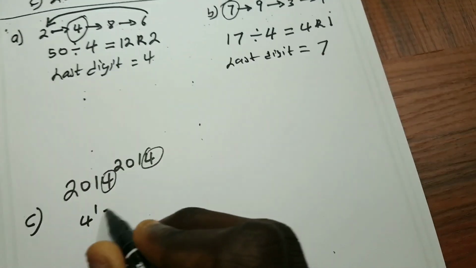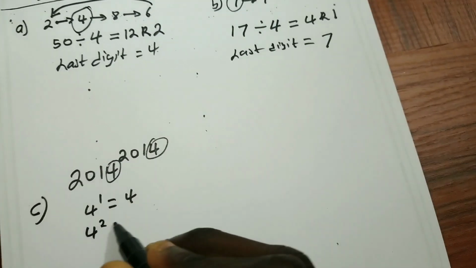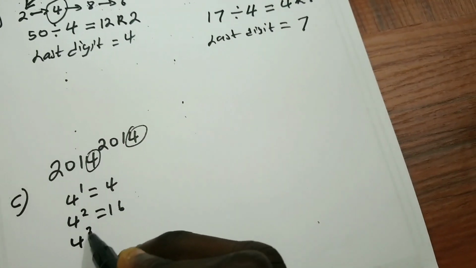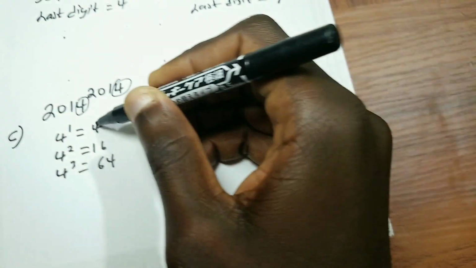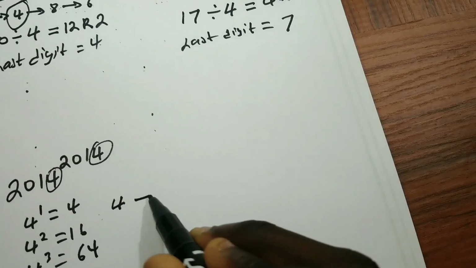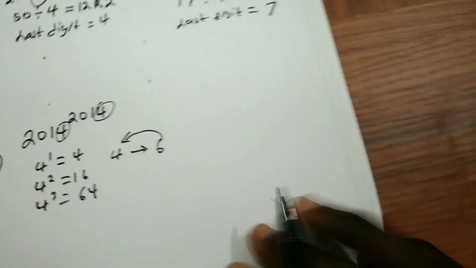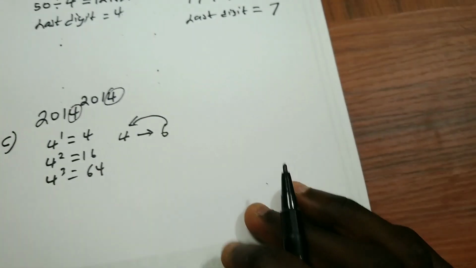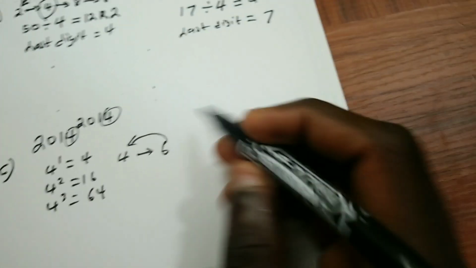So 4 exponent 1 gives 4. 4 exponent 2 gives 16. 4 exponent 3 gives 64. So you see the last digits 4, 6, 4 repeating. So it repeats on just 2 numbers: 4 to 6 and back. So we have 2 numbers forming the cycle.